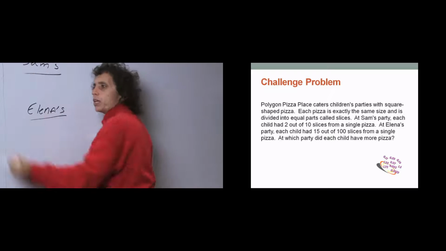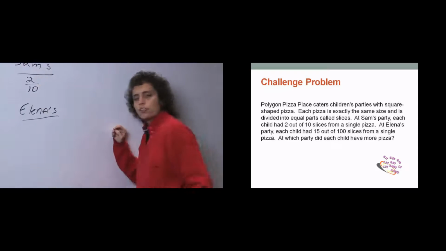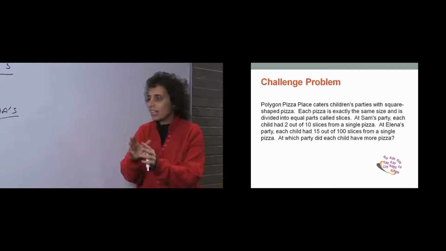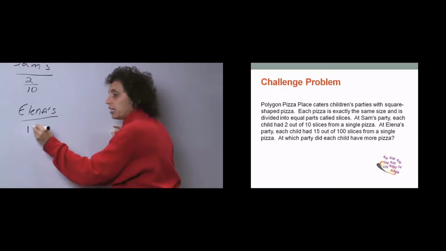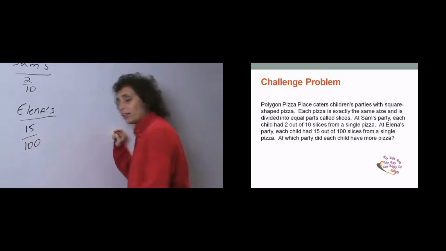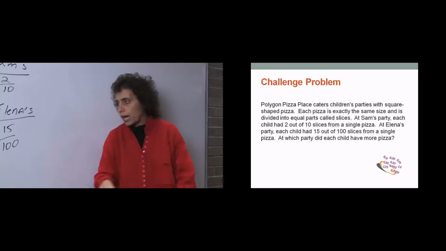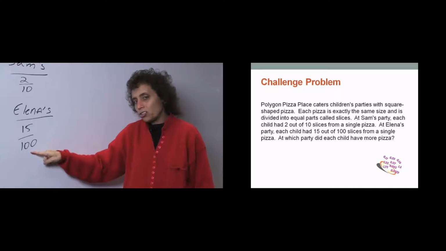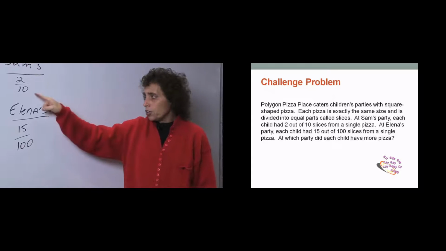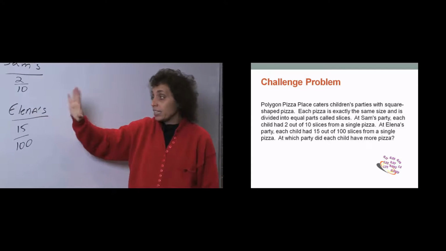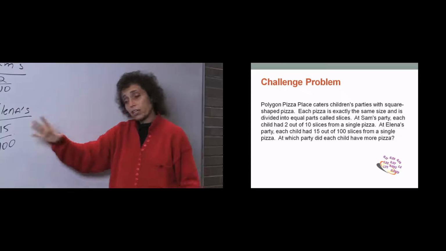And at Sam's party, everybody got 2 out of 10 slices. So the pizza was cut into 10 slices. In Elena's party, everybody got 15 out of 100 slices. Now let's think about this for a second from what we know about fractions, from those little fraction pieces we had. You're cutting the pizza into 100 pieces. Think about how tiny those pieces must be. Here you cut it into 10 pieces, not nearly as tiny. So you're getting 2 out of 10 and 15 out of 100. So maybe don't think this is such a great deal.